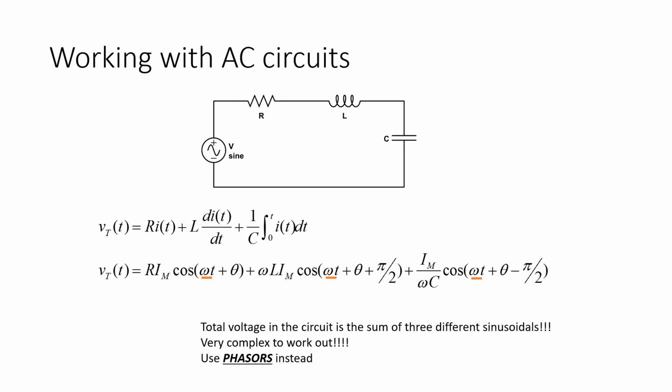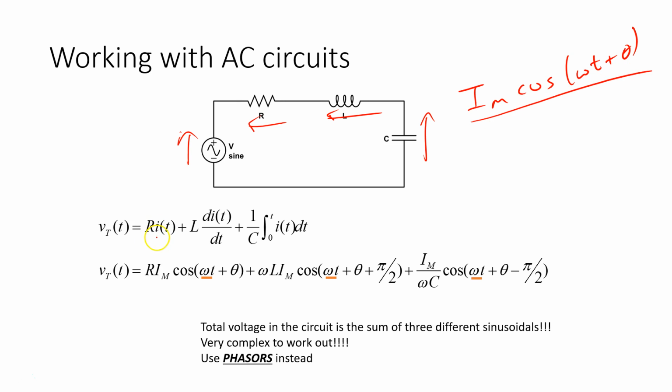So if I had to use this to find the voltage in the circuit, I'm going to do the same thing that we always do for transients or for DC circuit analysis, this is no different. I'm going to find the voltage around the loop, so Ri plus L di/dt plus 1/C integral between 0 and t of i(t) dt. And when I substitute the current, remember the current was Im cos(ωt + θ), into this equation here, then I end up with this.